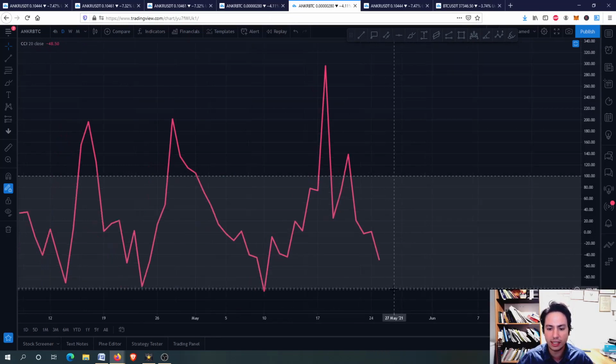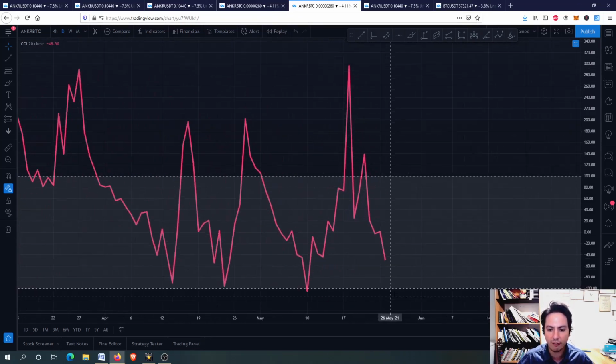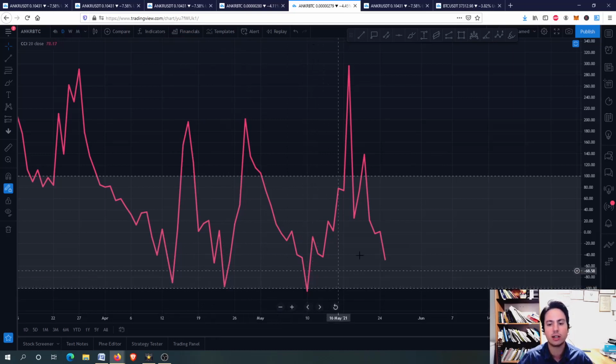Eventually, when we go near this minus 100 for the commodity channel index, we are having a buying opportunity, or when we go down below. So for now, you can see that we stopped several times at the minus 100 or near to the down of the minus 100. Let's see how far we can go downwards.